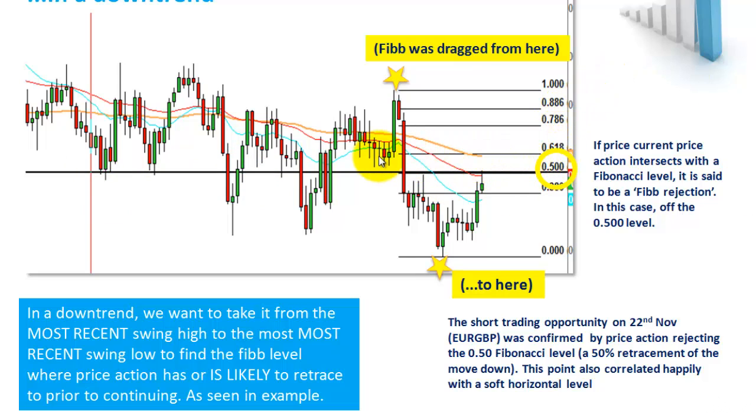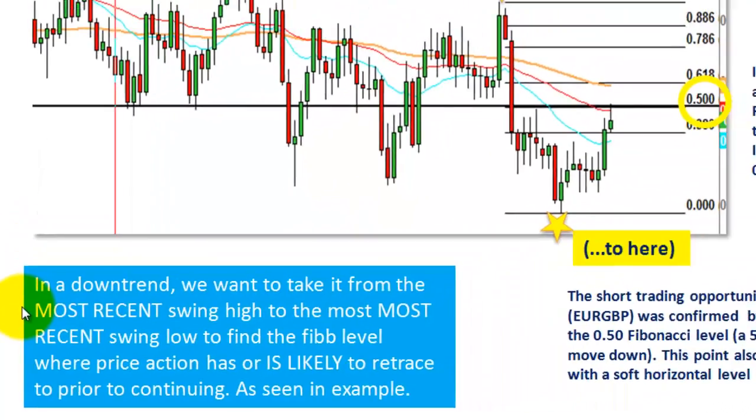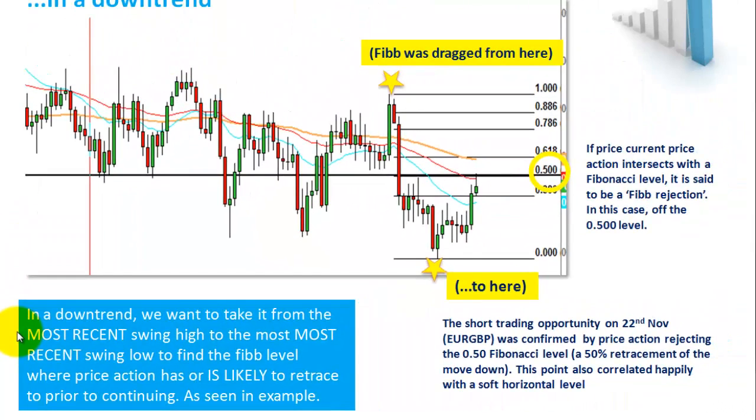And that's what we look for. Okay, we might have a Fibonacci interaction with price action, but if it's correlated with something else, it makes it a much better trading opportunity. So just to recap, as mentioned here, in a downward trend, we simply want to take the Fibonacci tool from the most recent swing high to the most recent swing low in order to project the zone where we can reasonably expect price action to turn around and continue its downward direction.